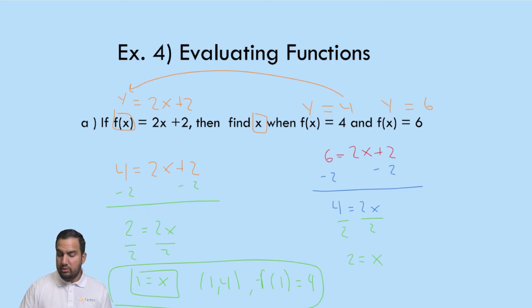That's awesome because if I know 2 is equal to x, that's my answer. But if I want to write in function notation, then it would be f of 2, which is the x, is equal to the y, which was 6. If I want to write it as a coordinate, it would be 2 comma 6. And these are the different ways that you can express your answer and all be the same.